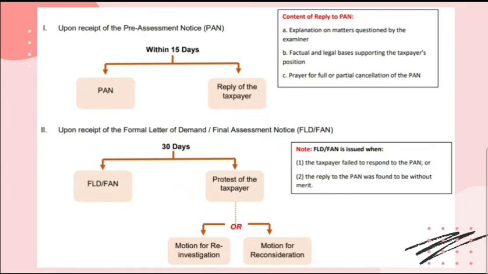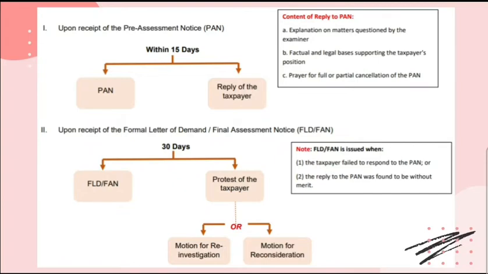So after receiving the pre-assessment notice, in the second step, it is important to note that the formal letter of demand or final assessment notice is issued when the taxpayer either failed to respond to the pre-assessment notice within 15 days of its receipt, or the reply to the pre-assessment notice was found to be without merit. And upon the receipt of the formal letter of demand or final assessment notice, the taxpayer must file a written formal protest to the Commissioner of Internal Revenue or his authorized representative within 30 days.